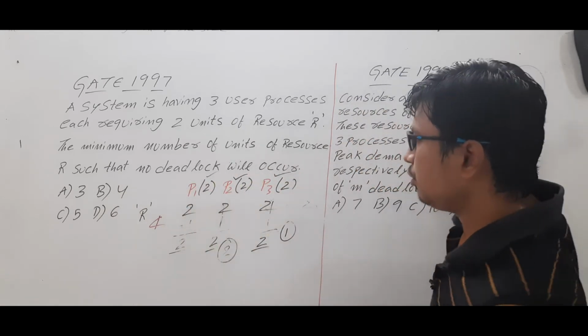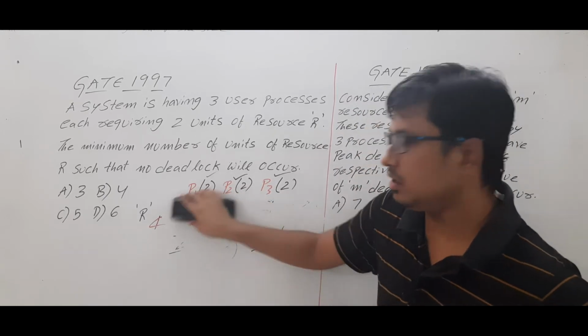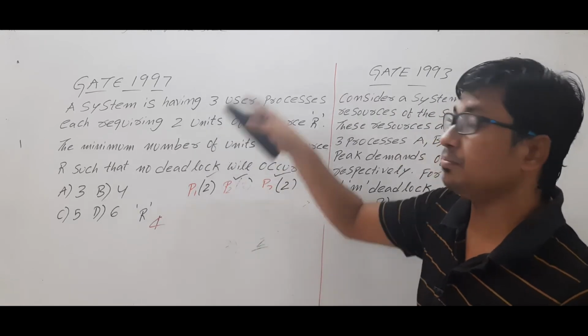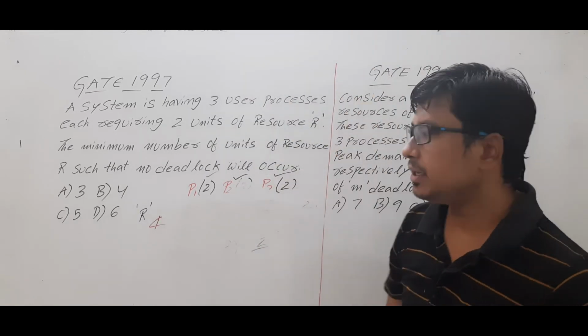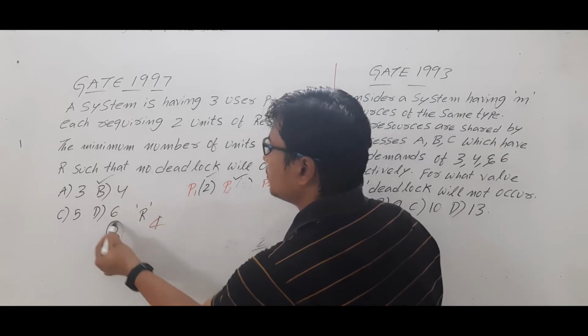Is it clear? I hope you have understood. If I have 4, I can solve the deadlock. Then with 5 I can solve. With 6 also I can solve. But they are asking for the minimum number. So the minimum number is 4. So the right answer for this question is option B.